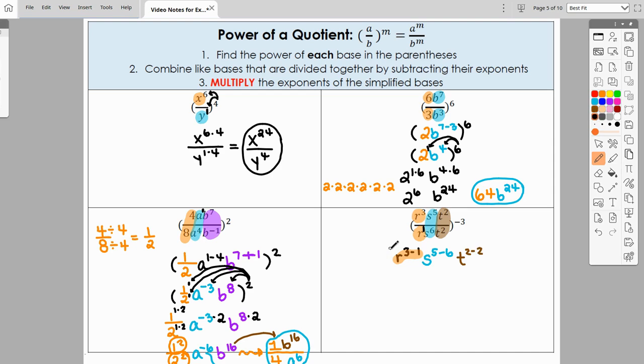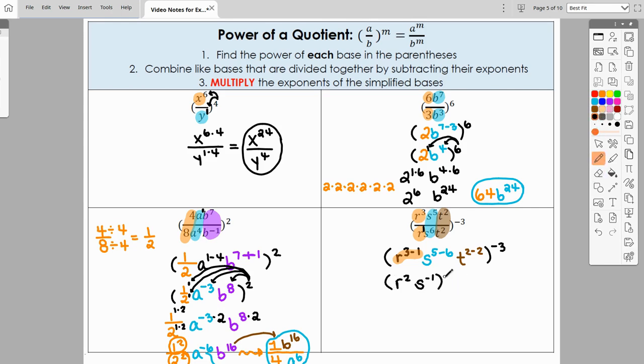And then don't forget the -3 outside, but let's actually do those subtractions on the exponents to get r squared, because 3 minus 1 is 2, s to the -1 power, because 5 minus 6 is -1, and t to the 0 power, because 2 minus 2 is 0. As a reminder, anything to the 0 power comes out to be 1, so that actually will just become a 1 here. And just so you know, in general, anything that's multiplied by 1, regardless if it's a number or a letter, just stays itself. So I can actually erase and get away with that 1 being gone.